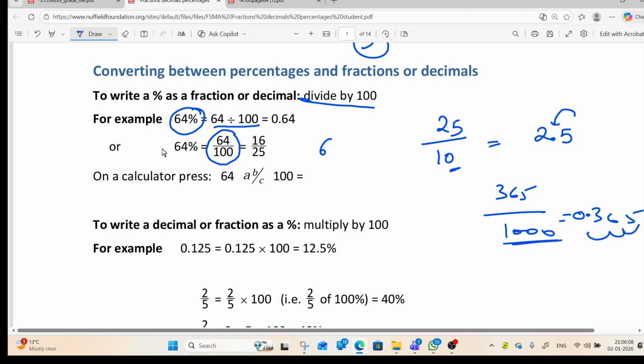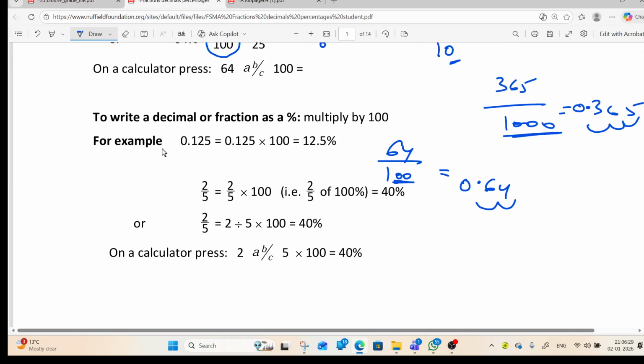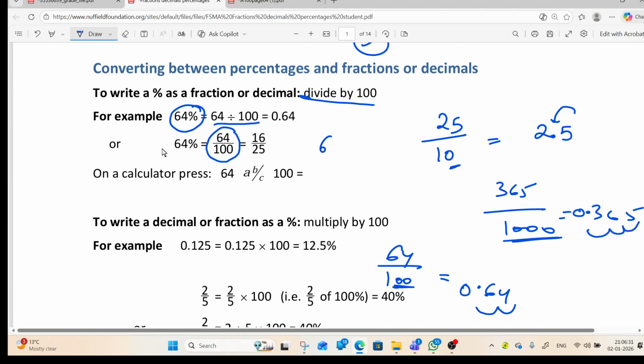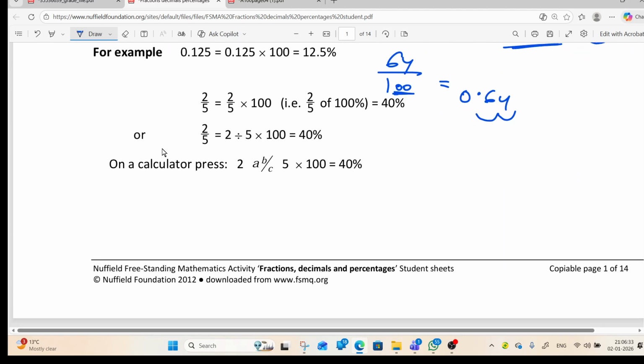Now if you want to simplify it, you can divide both of them by 2 and you can simplify, or you can convert it into decimal. Like 64 over 100 is, you write the numerator as it is, there are two zeros, so after two decimal places you can put 0, so the answer is 0.64, right?